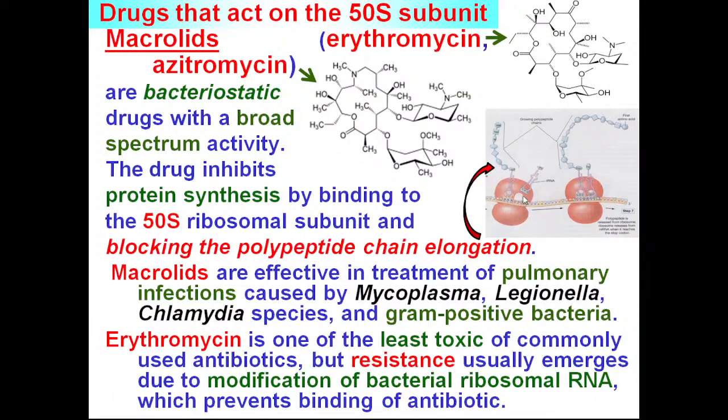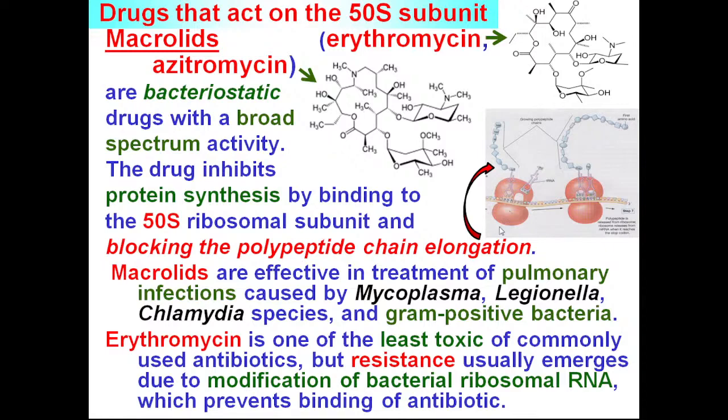Then a very large group that affects the 50S ribosome is called macrolides. See, in the macrolides, large aromatic rings are incorporated into the structure. So they are bacteriostatic drugs with a very broad spectrum of activity. These drugs inhibit protein synthesis by binding to the 50S ribosomal subunit, blocking polypeptide chain elongation.